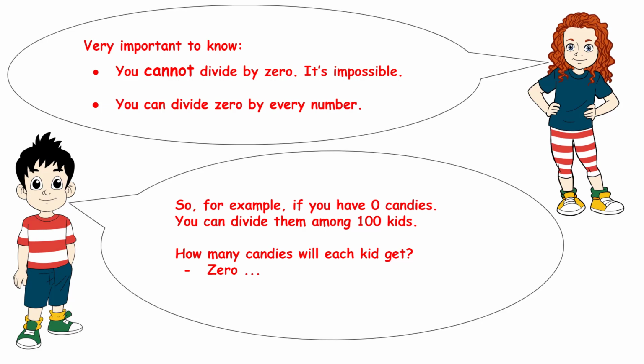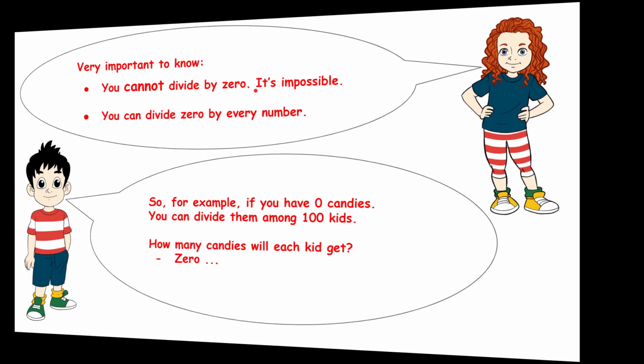But if you have 100 kids, can you divide them by 0? No, you cannot divide by 0. It's impossible. It's very important to understand this.